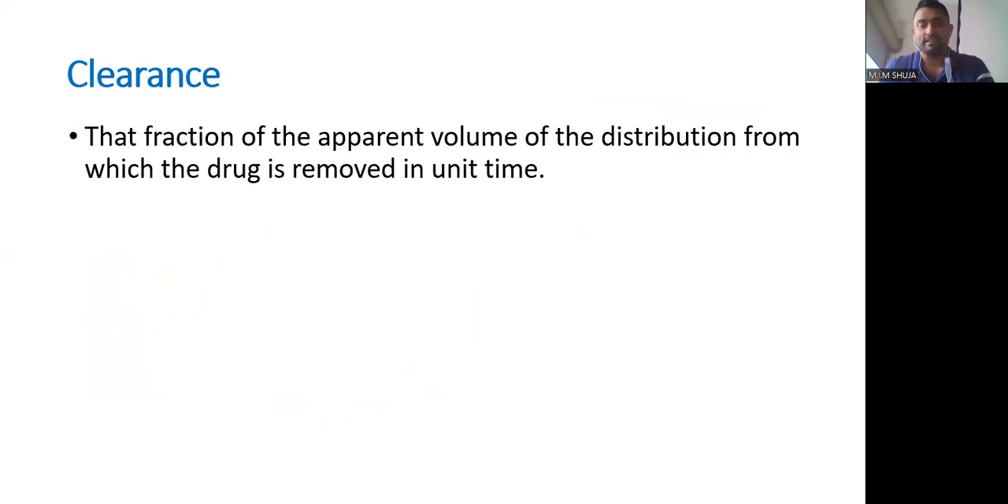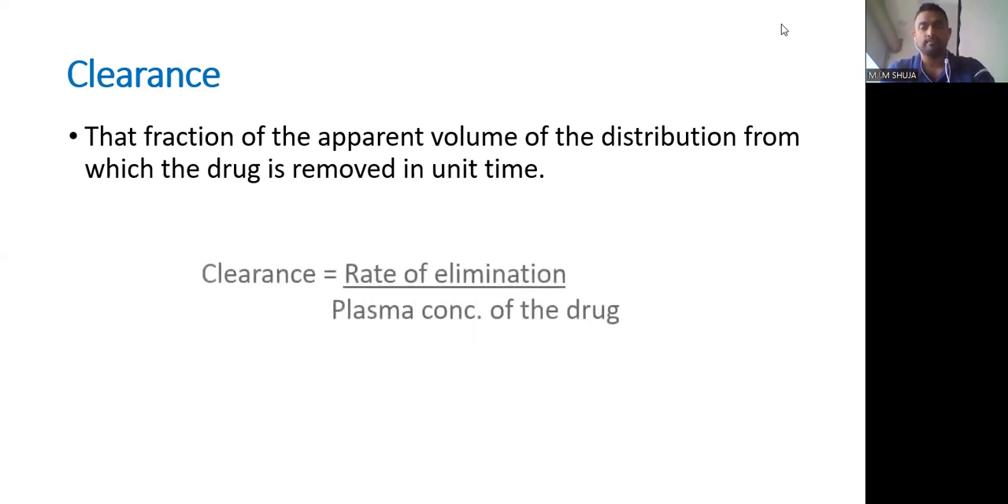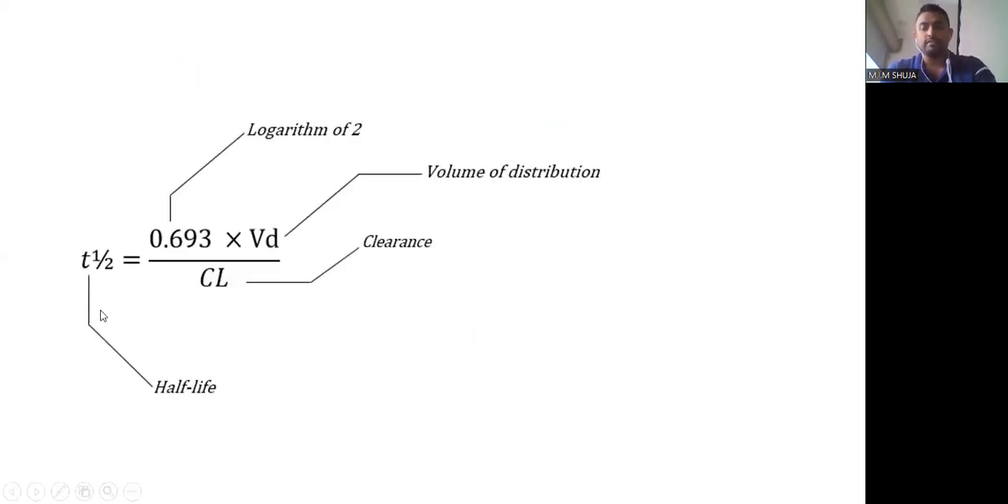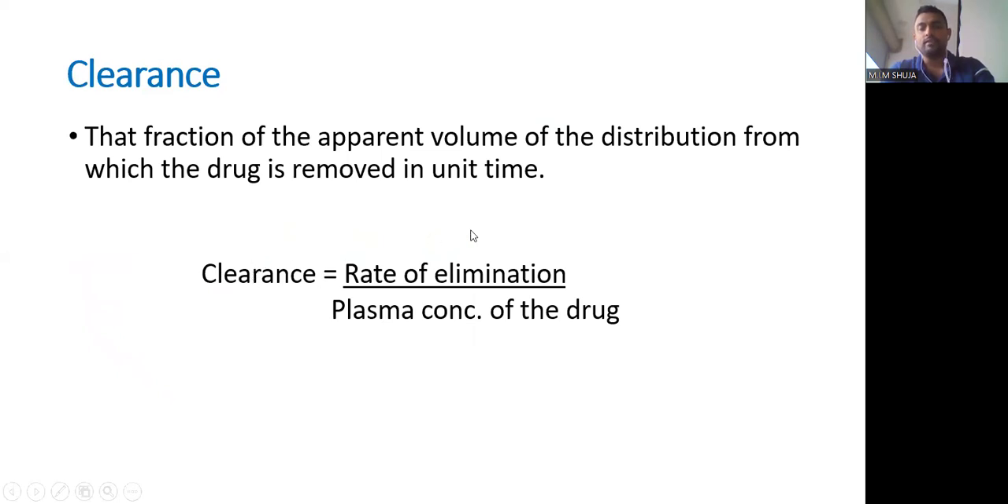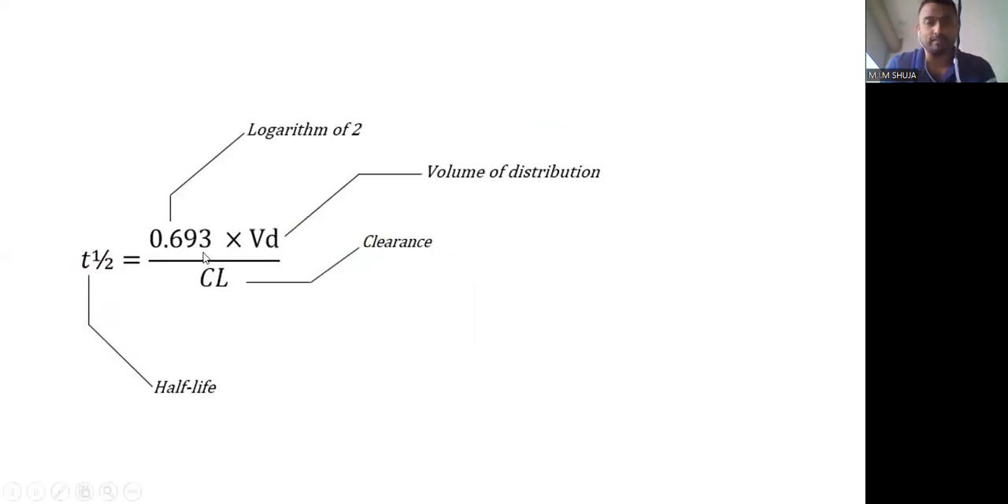So what is clearance? Again, it is the fraction of the apparent volume of distribution from which the drug is removed in unit time. That is clear. You know that. So this is the equation for clearance: clearance equals rate of elimination divided by plasma concentration of drug. Then a few mathematics. This is the equation.